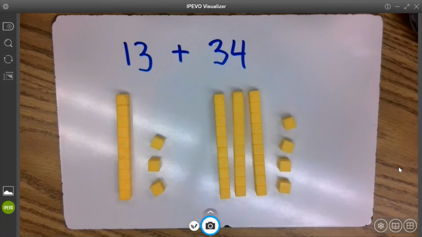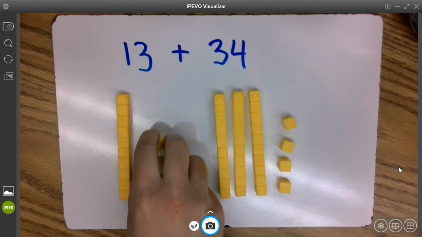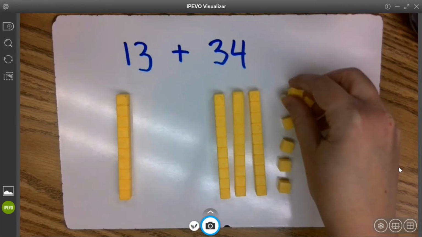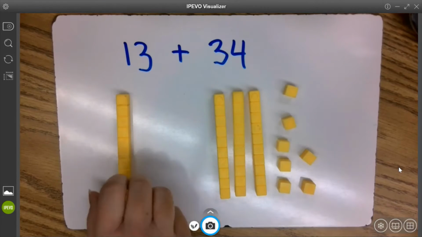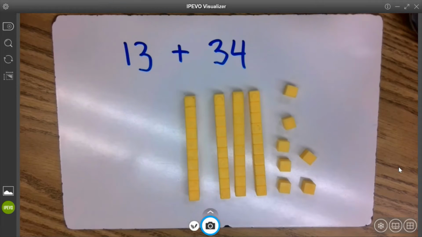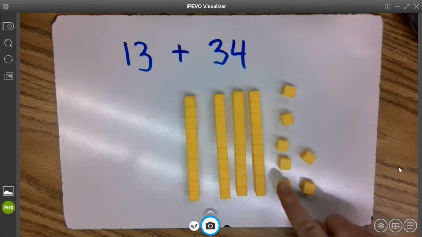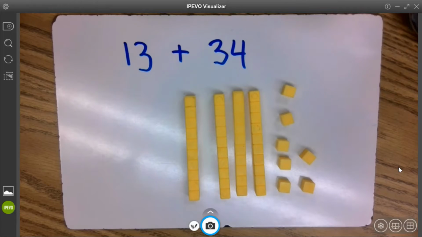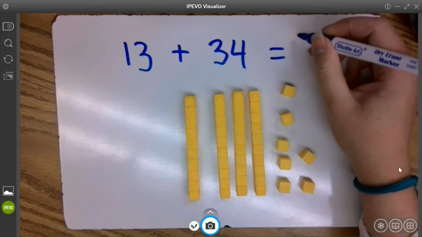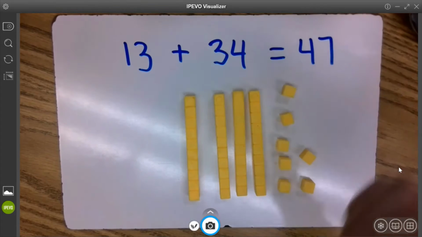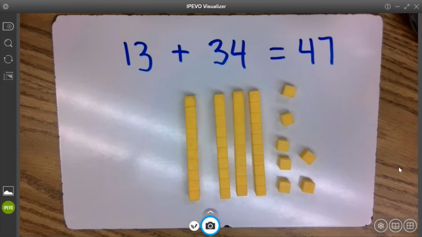Okay. When we are adding these numbers together, we want to make sure we put things together that are the same. So I'm going to take these ones and I'm going to put them with my other ones. And then I will also put my 10s together. What do I have now? 10, 20, 30, 40, 41, 42, 43, 44, 45, 46, 47. 13 plus 34 equals 47. And I just showed that with my model.